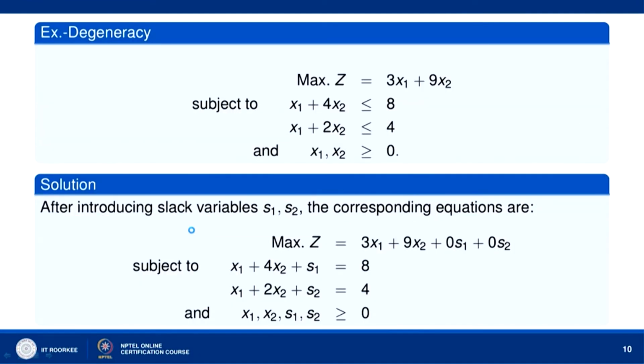Let us take an example on this. Suppose we have maximize z equal to 3 x 1 plus 9 x 2, subject to x 1 plus 4 x 2 less than or equal to 8, x 1 plus 2 x 2 less than or equal to 4. Take two slack variables s 1, s 2 and bring the LPP into standard form. So, maximize 3 x 1 plus 9 x 2 plus 0 s 1 plus 0 s 2, x 1 plus 4 x 2 plus s 1 equal to 8, x 1 plus 2 x 2 plus s 2 equal to 4, x 1, x 2, s 1, s 2 greater than or equal to 0.